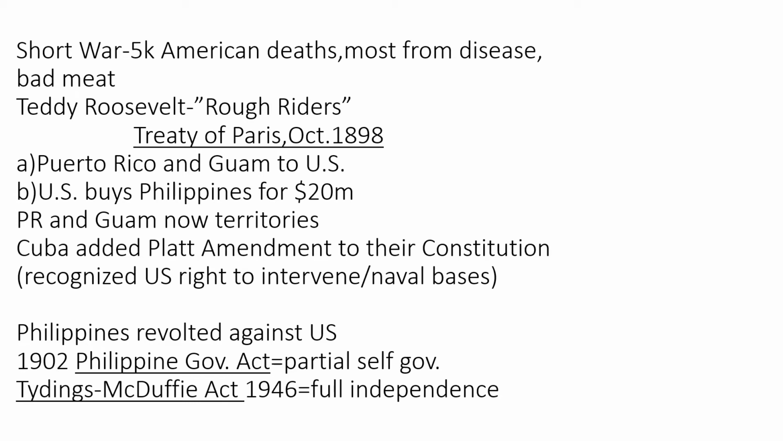In it, the United States got Puerto Rico and Guam from Spain and agreed to buy the Philippines from them for $20 million. In Cuba, the Cubans agreed to the Platt Amendment to their constitution, which gave the United States the right to interfere in Cuban affairs and also the use of a naval base. Today, it's Guantanamo.